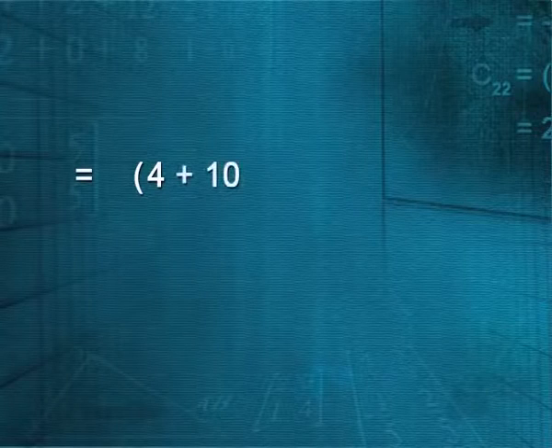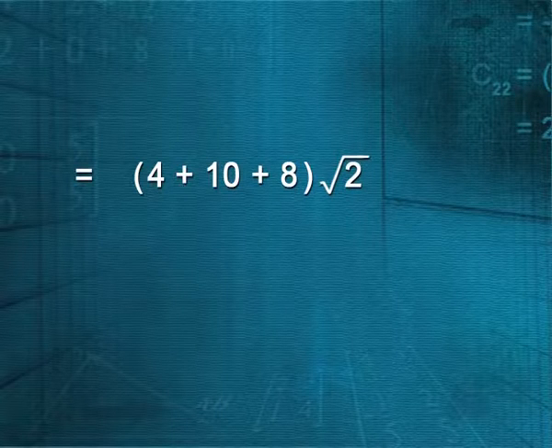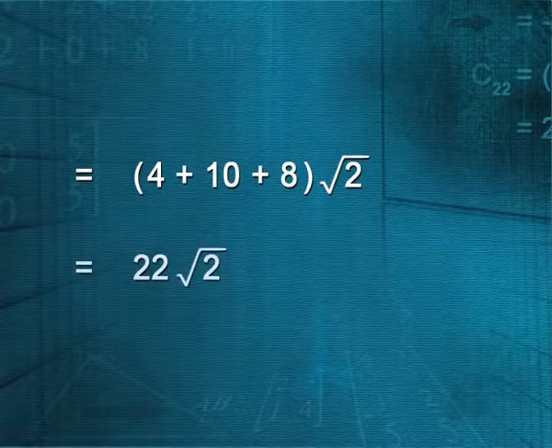Now, in all the three numbers, you have an irrational factor common. What is that irrational factor? That is under root 2. So we can take that irrational factor common, and inside the bracket we will get 4 plus 10 plus 8, which is equal to 22 root 2. So the whole expression can be reduced to 22 root 2. This is how we add two or more surds.